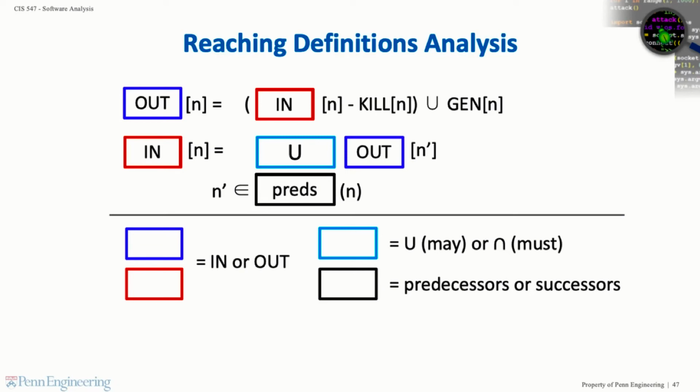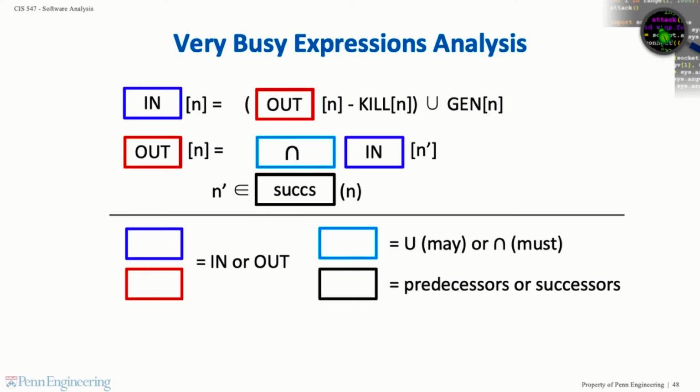Furthermore, the analysis propagates this information about reaching definitions forward in the control flow graph. Hence, we fill in the blue boxes with out sets, the red boxes with in sets, and the black box with predecessors. Next, let's look at very busy expressions analysis. This is the polar opposite of reaching definitions analysis. It is a backward must analysis.